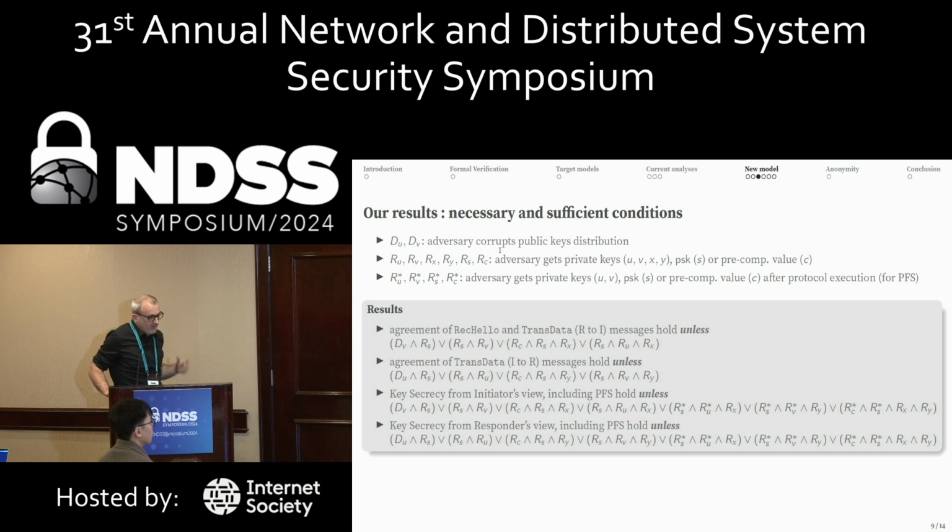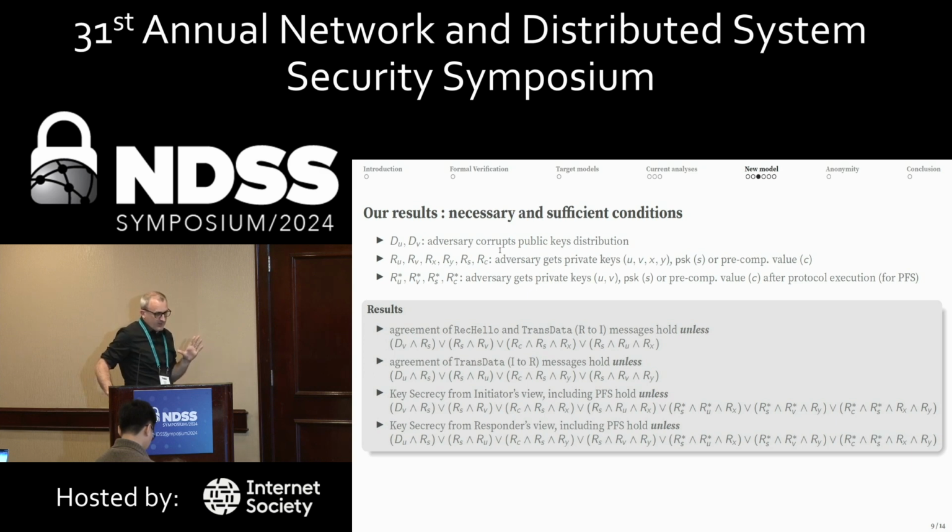So what we obtain, let me introduce some notations. We note DV and DU the fact that the adversary corrupts public key distribution, R, index U, V, etc., the fact that the adversary gets read access to a given key, including the pre-computation value that is named C in this situation, and R, U, etc., star, the corruption of the key after the WireGuard session. This is especially to model perfect forward secrecy.